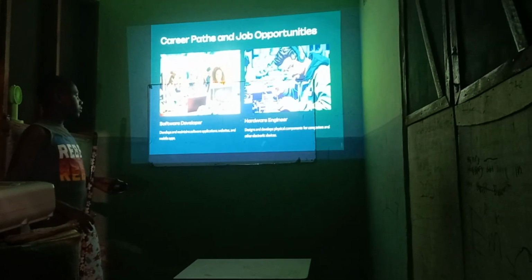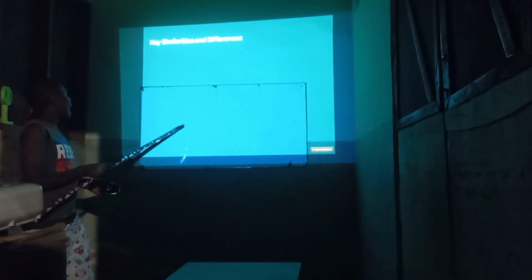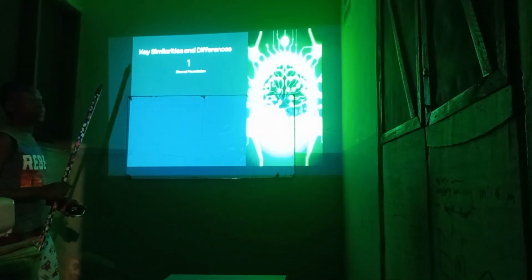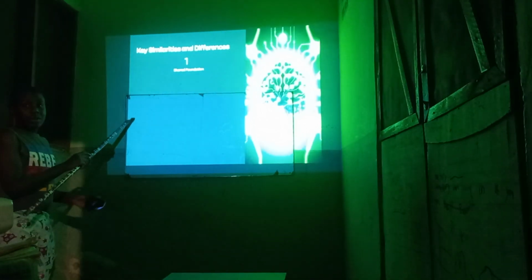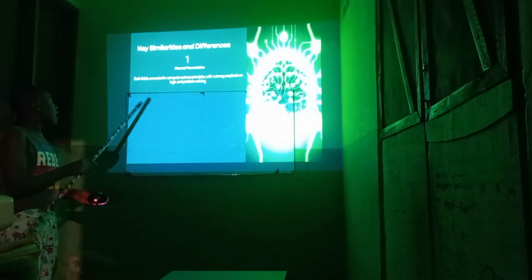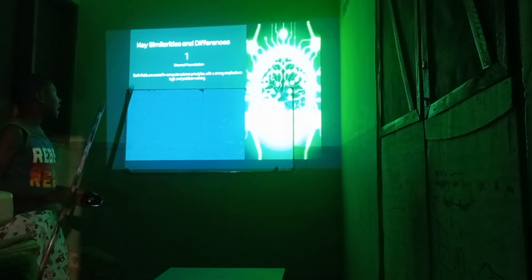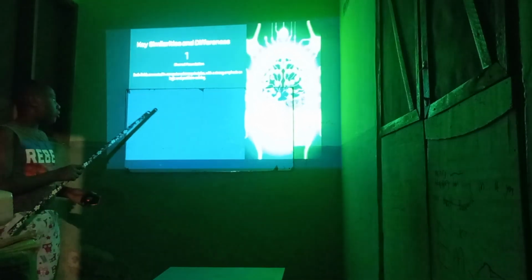Then you are going to the key similarities and differences, the last slide on this topic. One, shared foundation. We are going to be talking about the key similarities between computer science and computer engineering. First, both fields are rooted in computer science principles with a strong emphasis on logic and problem solving.